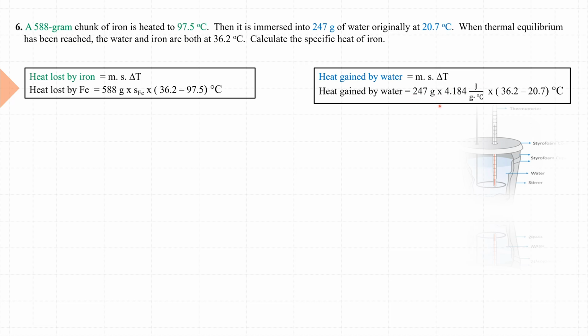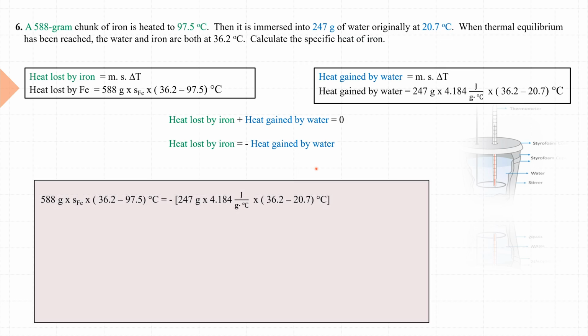The same way for the water: mass of the water times specific heat of the water times temperature change, final temperature minus the initial water temperature of 20.7 degrees Celsius. Now heat lost by the iron chunk plus heat gained by water is equal to 0. If you rearrange this equation, heat lost by iron is equal to negative heat gained by water. Now we can equate the iron equation to the water equation. After we solve, we can calculate the specific heat of iron, S Fe. It is 0.444 joules per gram per degree Celsius.